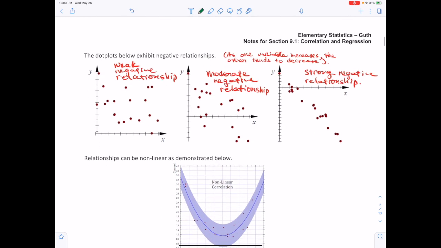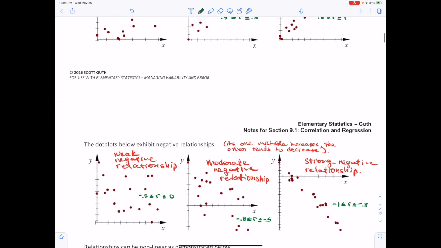Okay, the negative relationships are similar to this. With a weak negative relationship, your R value is going to be between negative 0.5 and 0. Okay. The moderate negative relationship should be between negative 0.8 and negative 0.5. And the strong relationship should see R between negative 1 and negative 0.8. Okay.